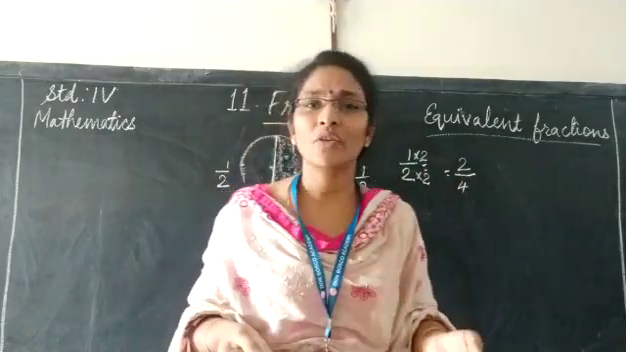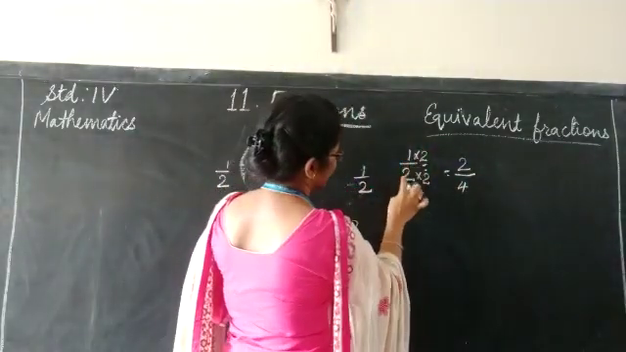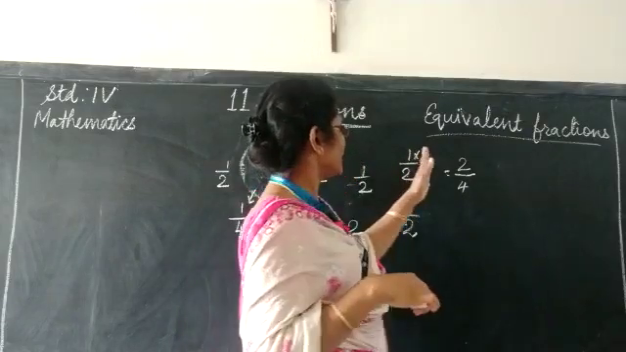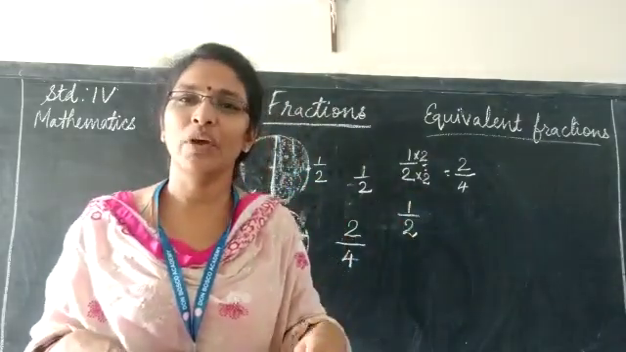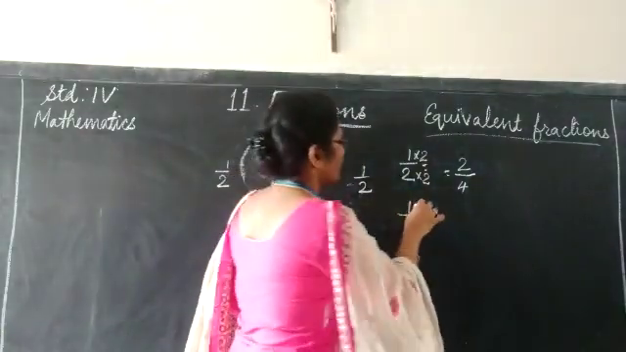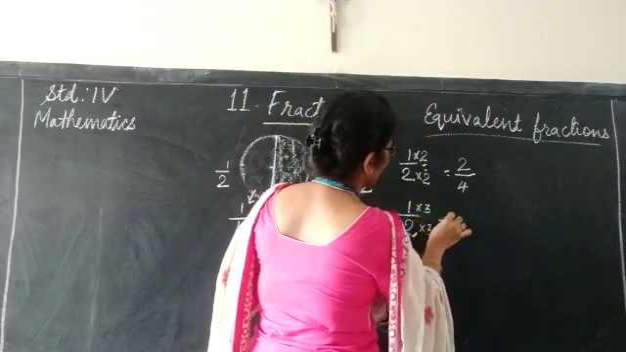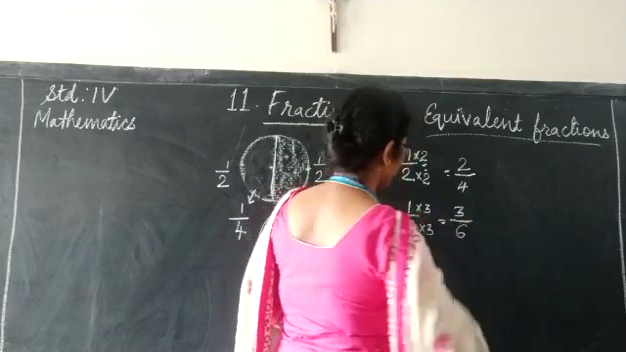Okay, if you want to find out one more, the next equivalent fraction for the same fraction, 1 by 2. First we multiplied with 2, then next we can multiply them with 3. I am going to multiply the numerator and denominator with 3. 1 3s are 3, 2 3s are 6.